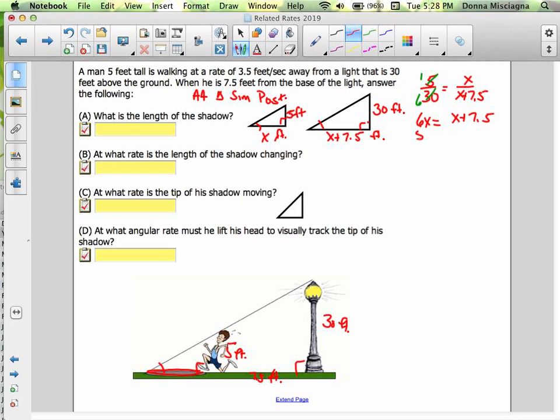Subtract x from both sides. We got 5x equals 7.5. Divide by 5. X is 1.5 feet. So the length of the shadow is 1.5 feet. Nice little geometry problem there.